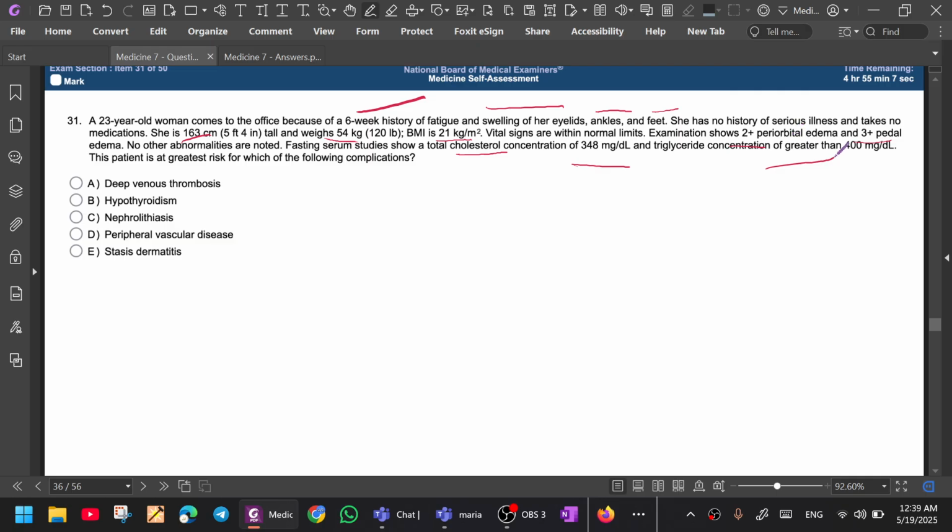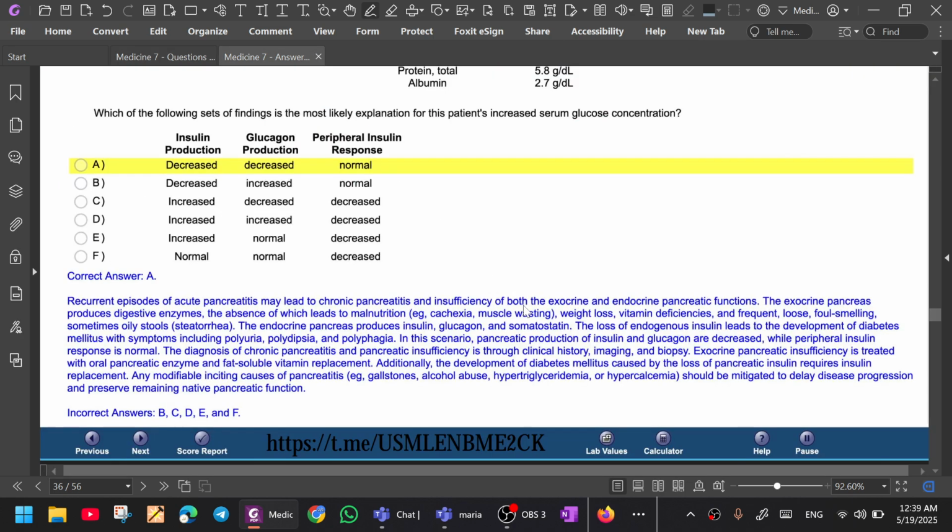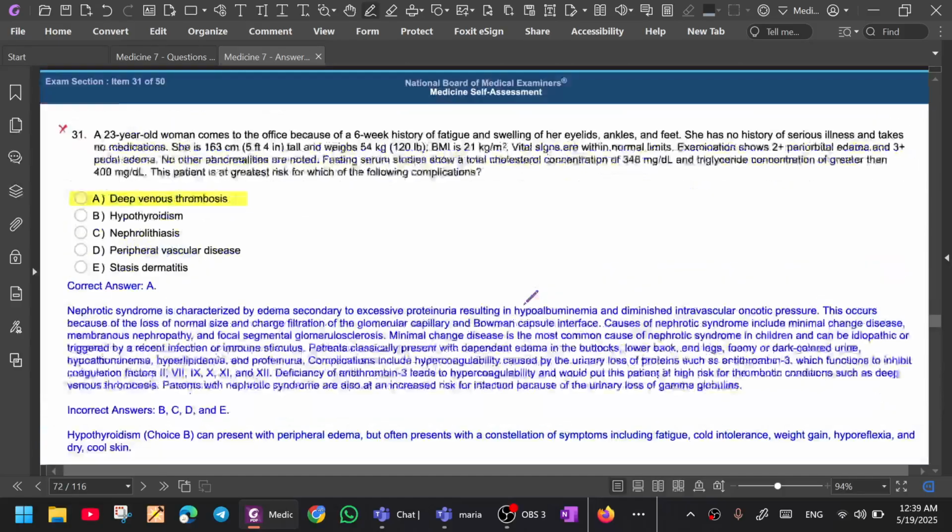TG concentration is greater than 400. The patient is at greater risk of... Is it hypothyroidism? I don't believe so. Maybe, but I don't think so. Okay. Let's see. Maybe you are right. No, nephrotic, yeah.